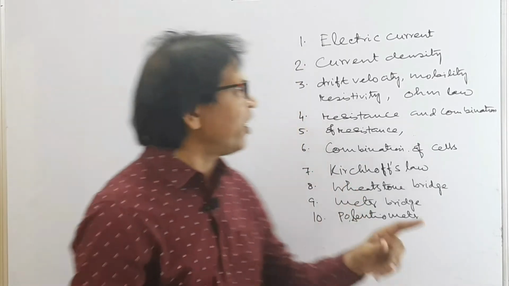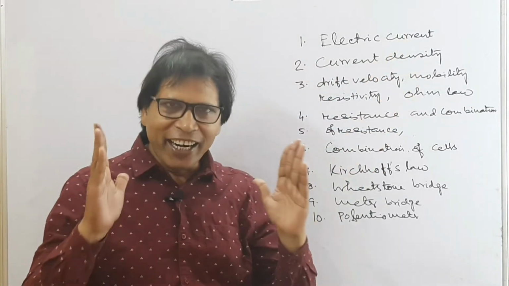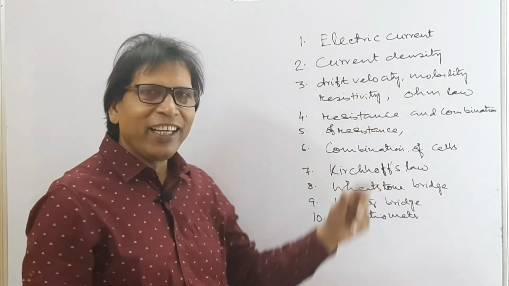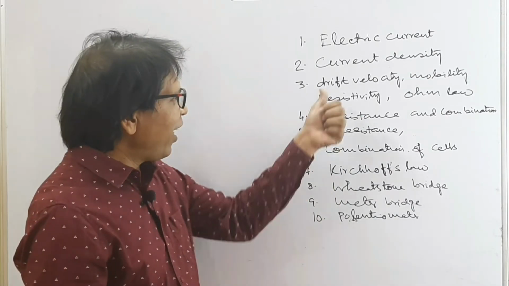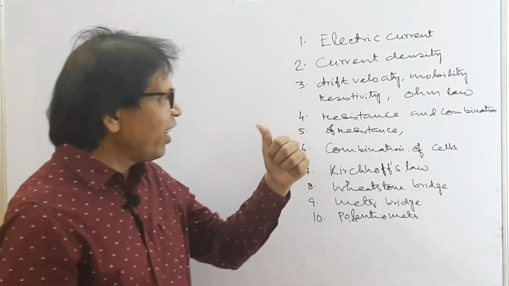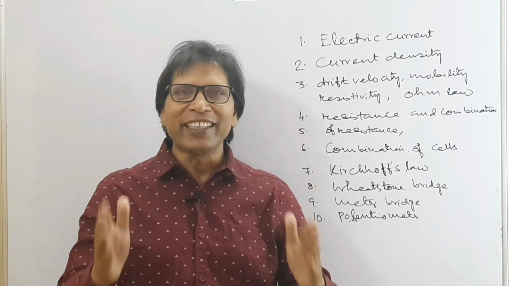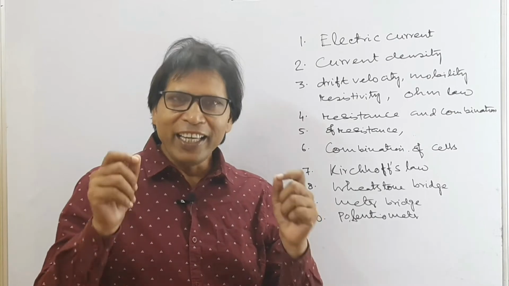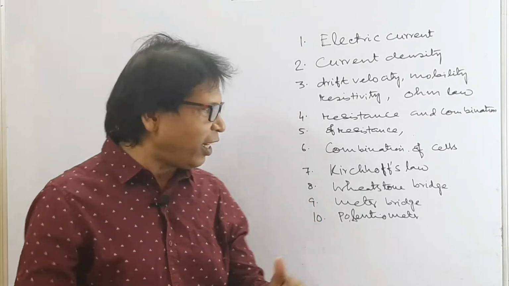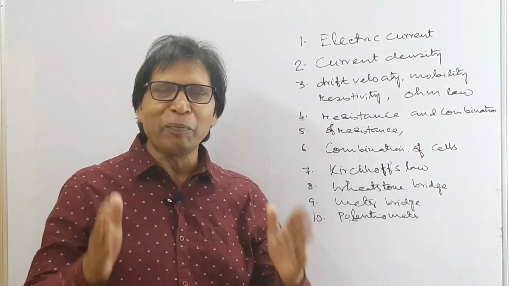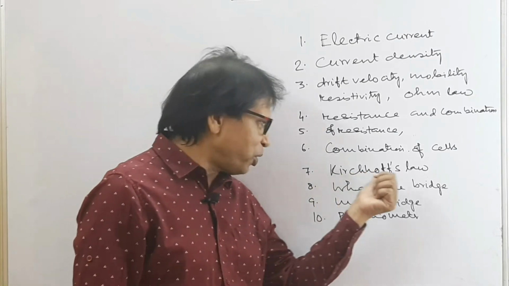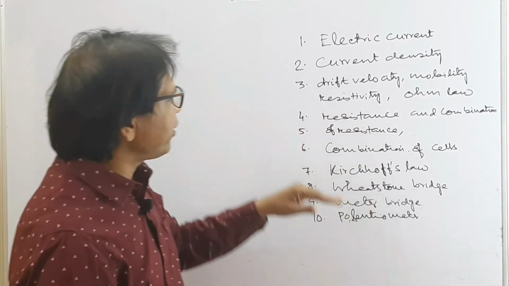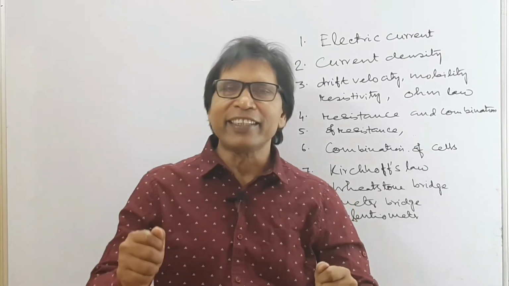Today's discussions are: electric current, current density, drift velocity, mobility, resistivity, conductivity, Ohm's law, derivation of Ohm's law from drift velocity, resistance and dependence of resistance on various factors, then combination of resistances, cell, EMF, internal resistance, terminal potential, combination of cells, that is series combination, parallel combination and mixed combination, Kirchhoff's law, Wheatstone bridge, meter bridge, finally potentiometer, and all the numericals related to these topics will be discussed today.